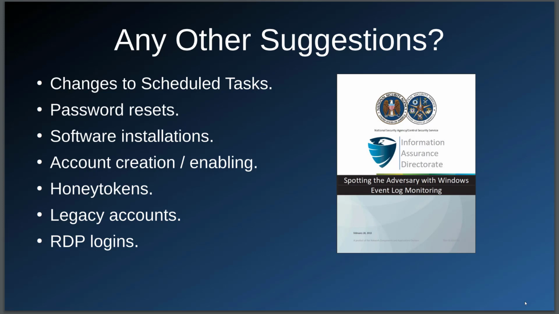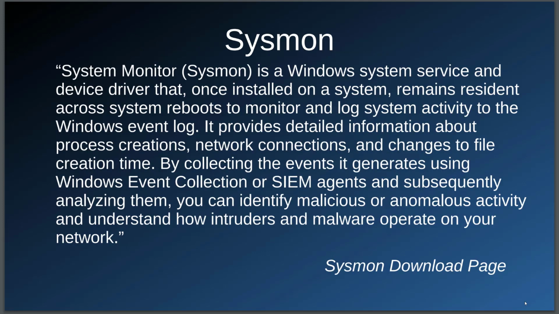Enabling of accounts, honey tokens. So if you create an account that is never intended to actually be used and just leave the credentials lying around on your network, if somebody tries to use them, that's a sign that something nefarious is probably going on. Legacy accounts that have been disabled, but you can still raise alerts on, or RDP logins. If people are connecting directly to servers when they're supposed to be going through a jump host or something similar, that can be an indicator of lateral movement or something else malicious going on.